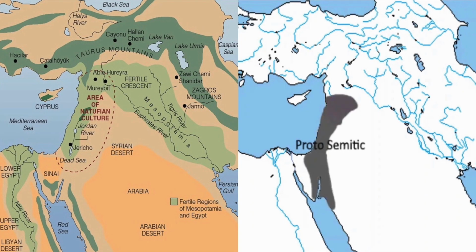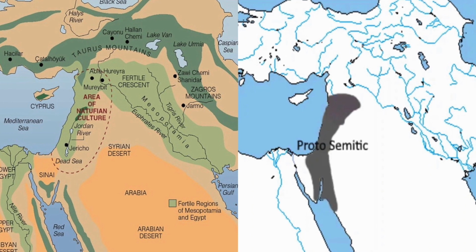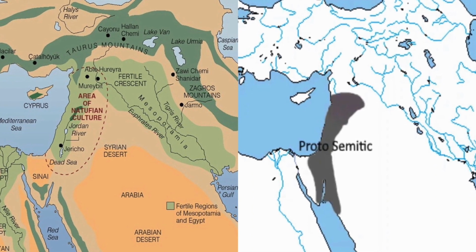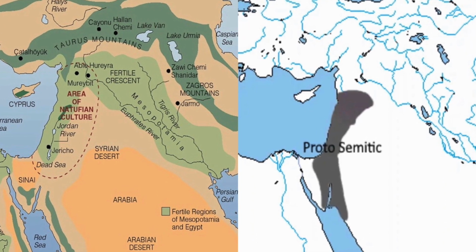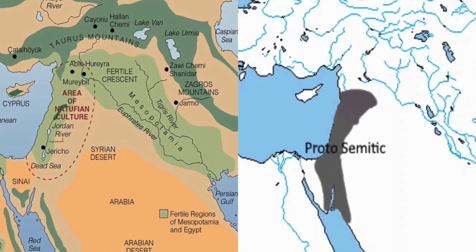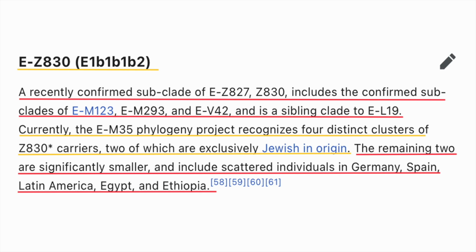If Abraham descended from Natufians with E-Z830, then Abraham and the Israelites would be a downstream of E-Z830. Many Jewish and Arab populations carry E-Z830. A recently confirmed subclade of E-Z827, Z830, includes the confirmed subclades of E-M123, E-M293, and E-V42, and is a sibling clade to E-L19.